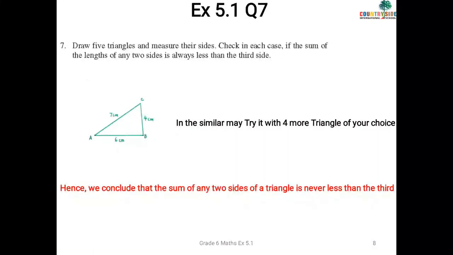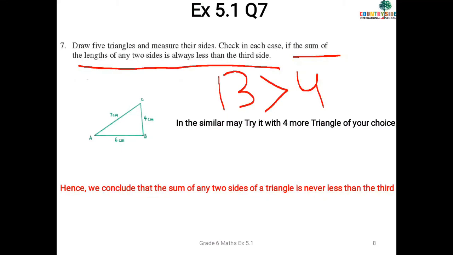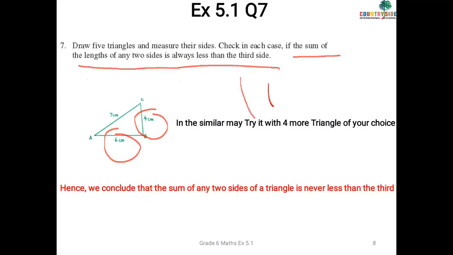Now they are asking in the question whether the sum of two sides is always less than the third side. Okay, let's add these two sides. 7 plus 6, that is 13. So 13 and 4, but here 13 is greater. Okay, in the similar way let's take these two sides, 4 and 6, that is 10, and the third side is 7. So here also 10 is greater.